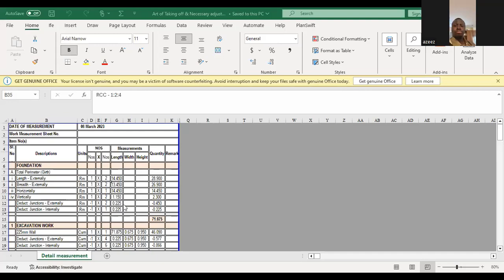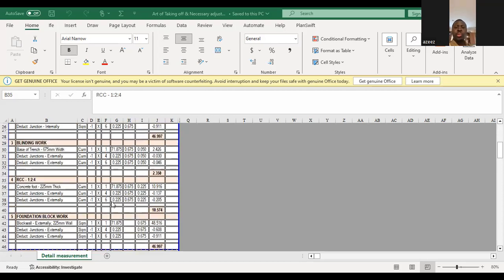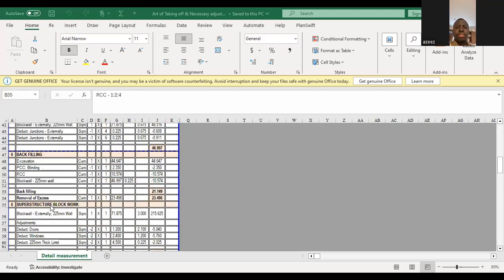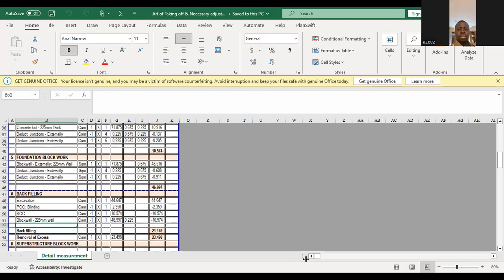So what we will do for our next meeting will be that you will take off on Excel like this. Do your quantity up to backfilling. Do your quantity up to backfilling. I think that should be all.